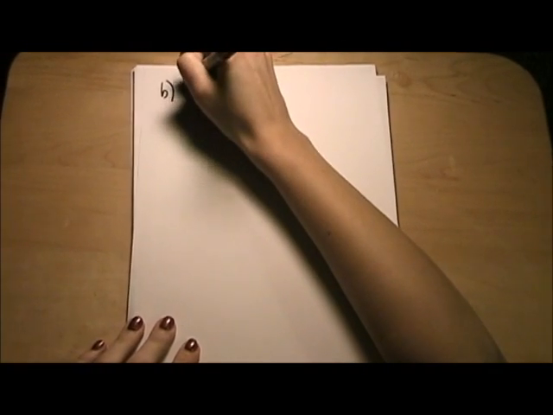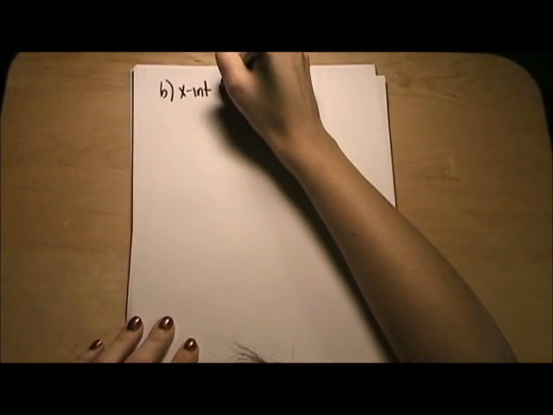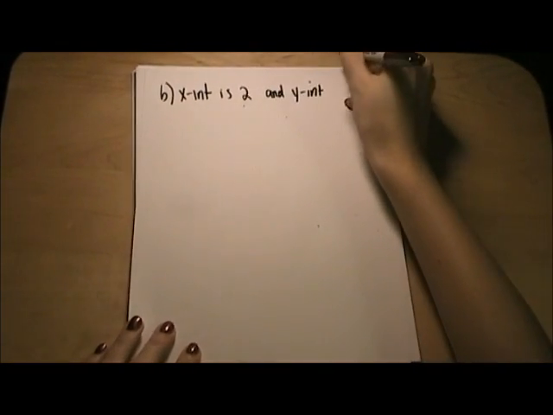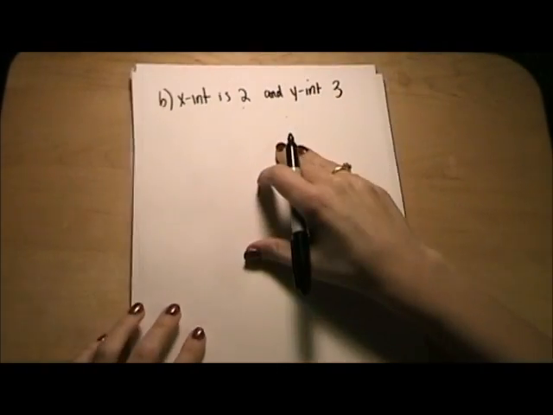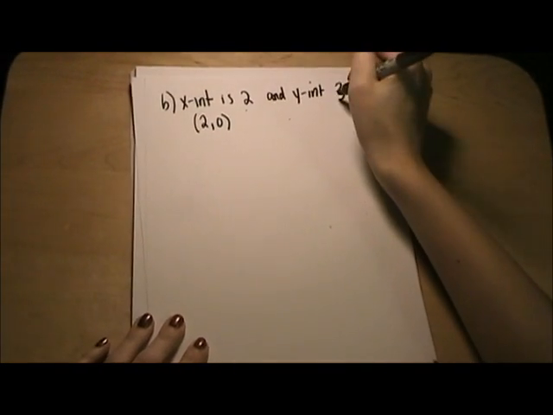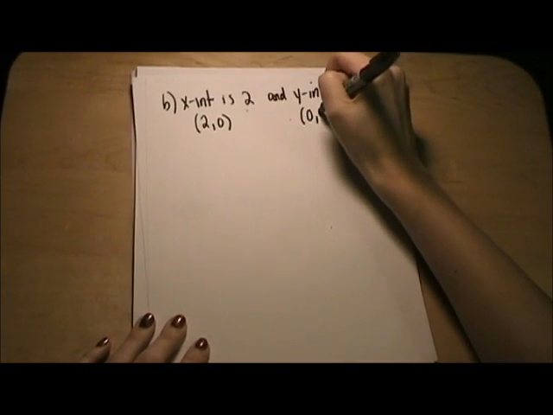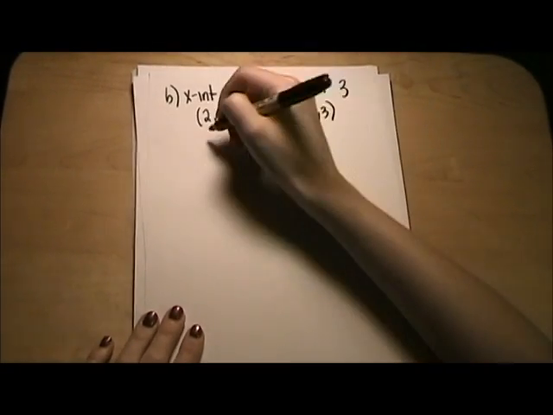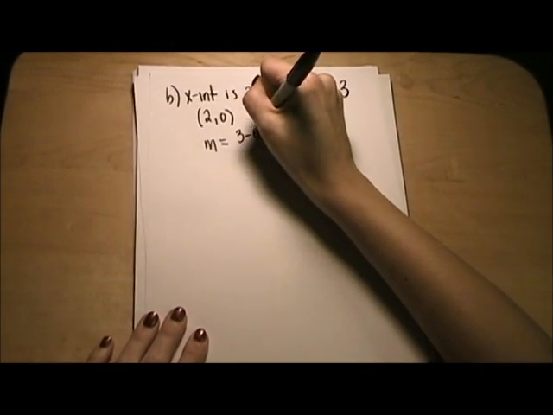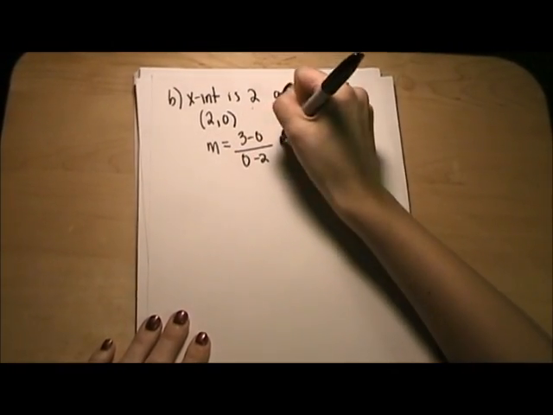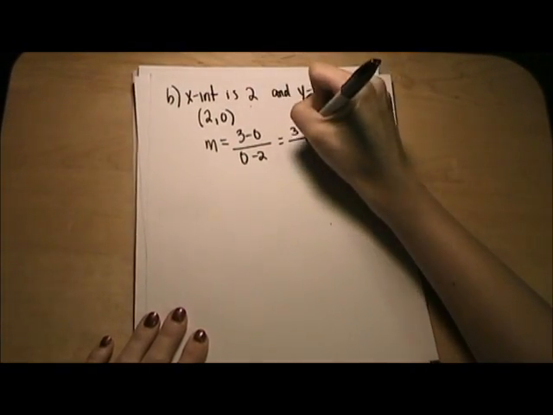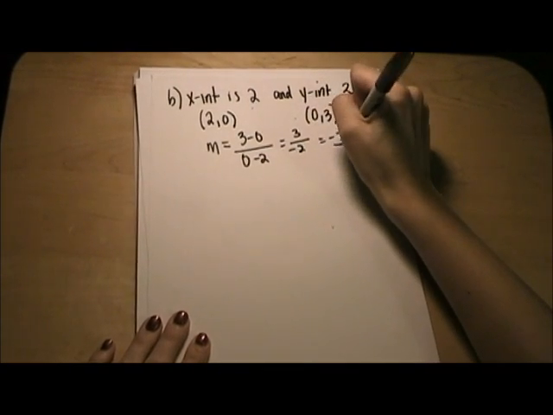Let's say I told you the x-intercept is 2 and y-intercept is 3. We know that the x-intercept crosses the x-axis at 2, 0. The y-intercept crosses the y-axis at 0, 3. So we can calculate the slope. 3 minus 0 over 0 minus 2. Again, subtract the y's, then subtract the x's. We'll get 3 over negative 2, which is negative 3/2.